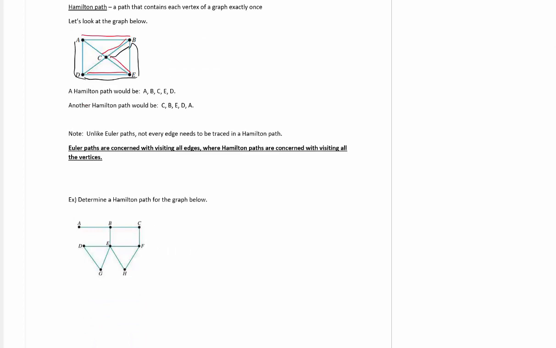All right, so let's determine a Hamilton path for the graph below. I'll start with A. I can go A to B, B to C, C to F, F to H, H to E, E to G, and G to D. That's an example of a Hamilton path.